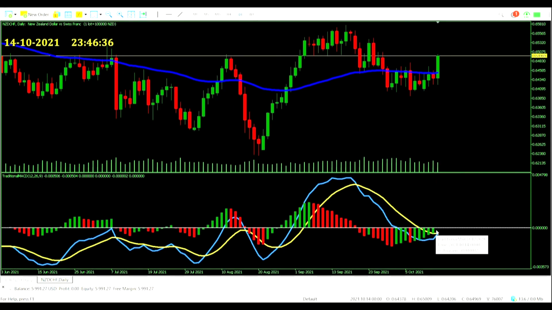Very almost seeing a signal on the New Zealand dollar Swiss franc pair. Price shot up above the moving average, allowing you to take buy signals, and the MACD also up a lot, but still ever so slightly negative.